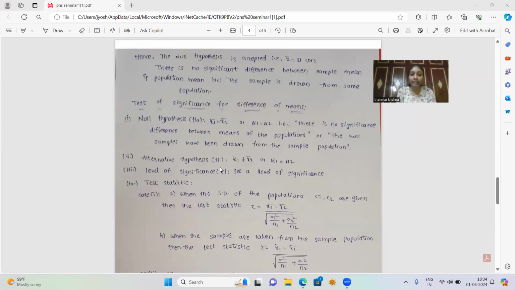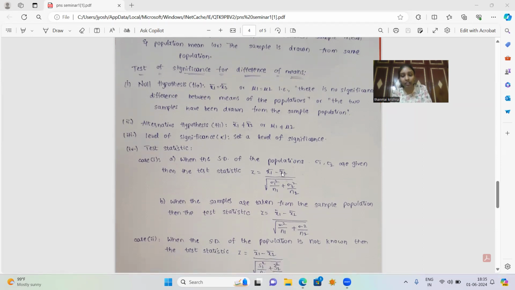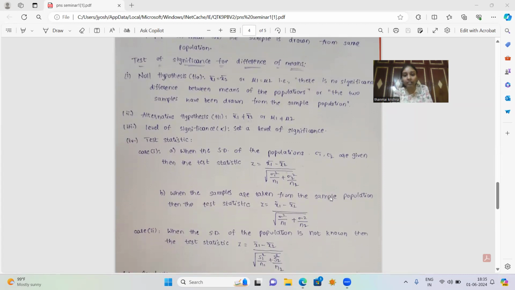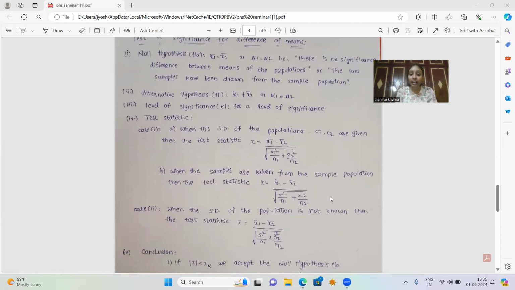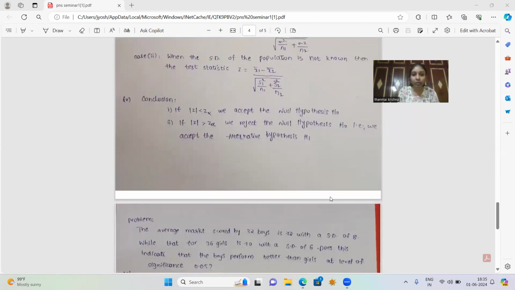There are two cases for calculating a test statistic. Like before, we are going to check whether the standard deviation of the population is known. So if the standard deviation of the population, sigma 1 and sigma 2, is given, then the z value is z equal to x1 bar minus x2 bar by the root of sigma 1 square by n1 plus sigma 2 square by n2. When samples are taken from the same population, the test statistic z is equal to x1 bar minus x2 bar by the root of sigma square by n1 plus sigma square by n2.